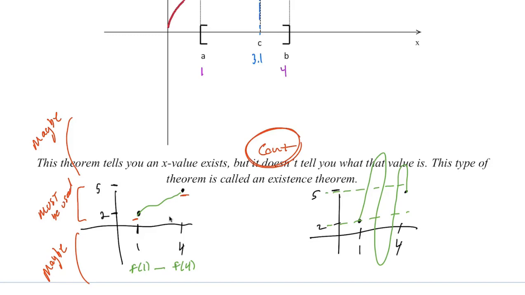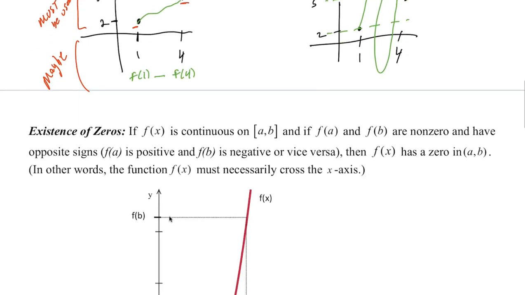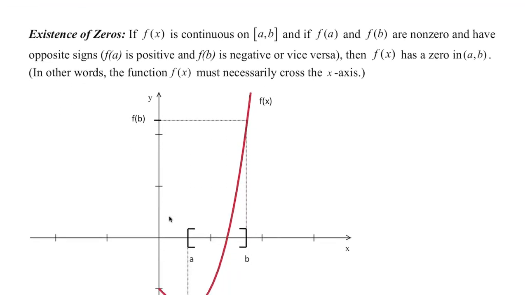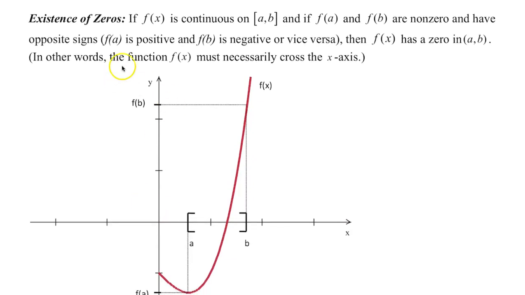Now let's look at the corollary to IVT. That's also very important. The existence of zeros. If f of x is a continuous function on a, b, and if f of a and f of b are non-zero and have opposite signs, f of a is positive, f of b is negative, or vice versa, then f of x has a 0 in a, b. In other words, the function must necessarily cross the x-axis. So let's break this down again to what it means in English.